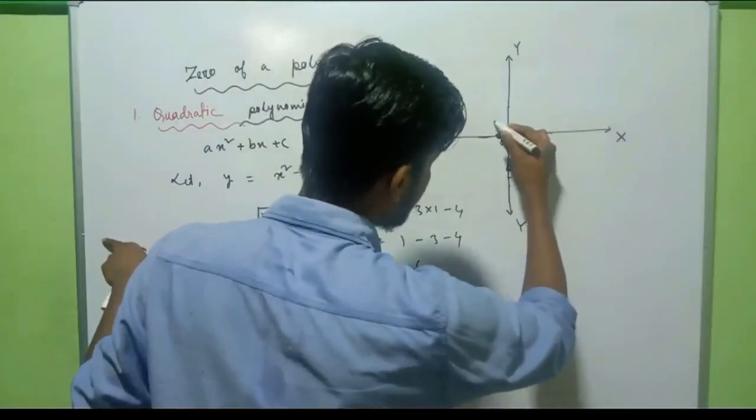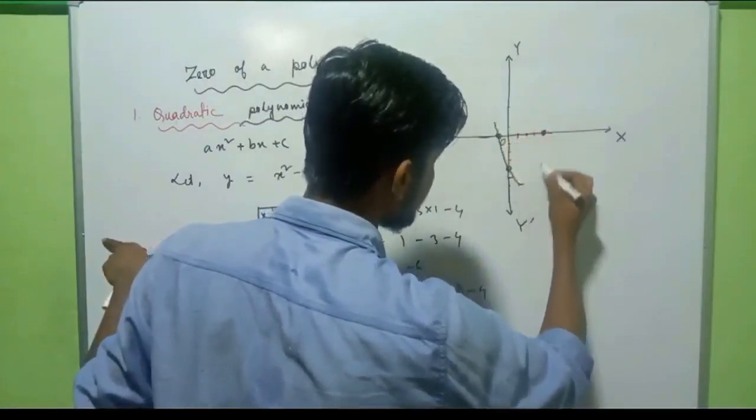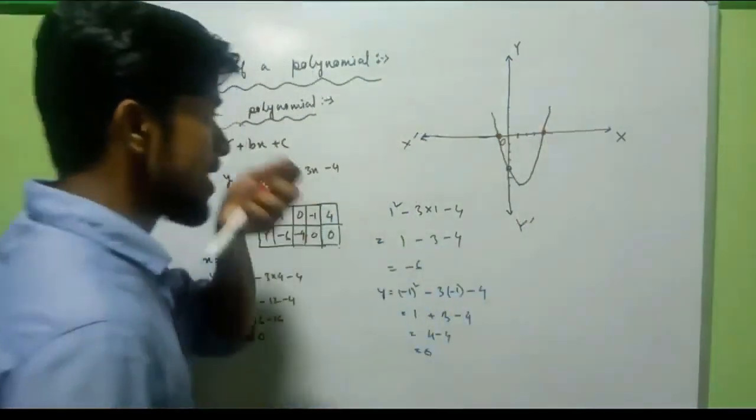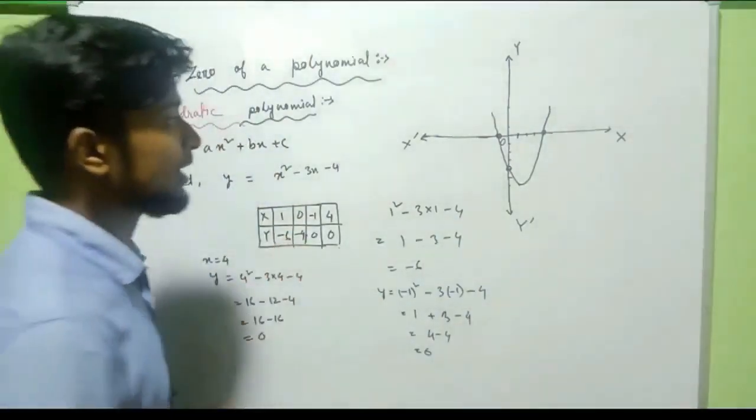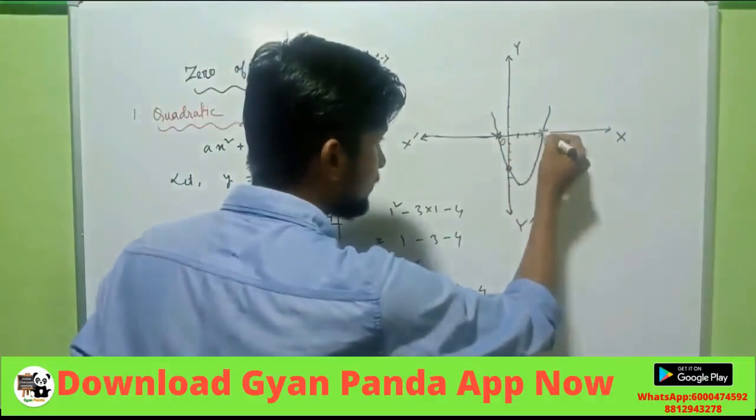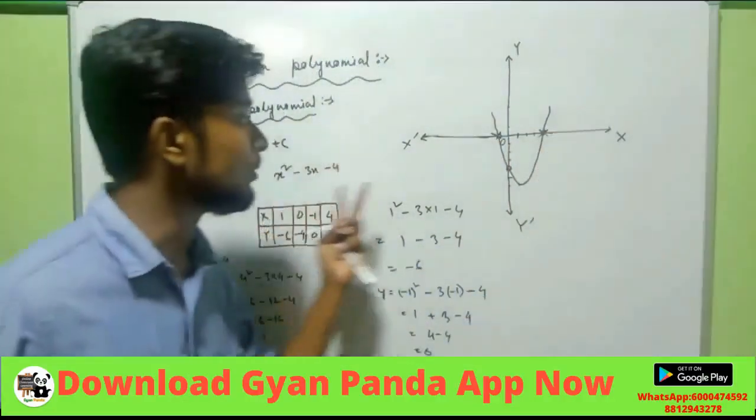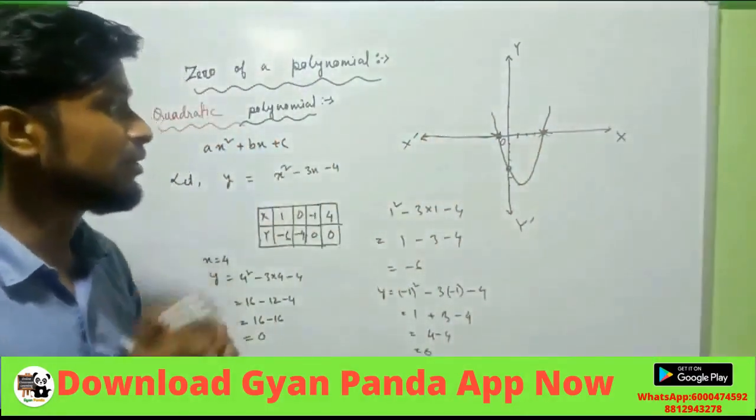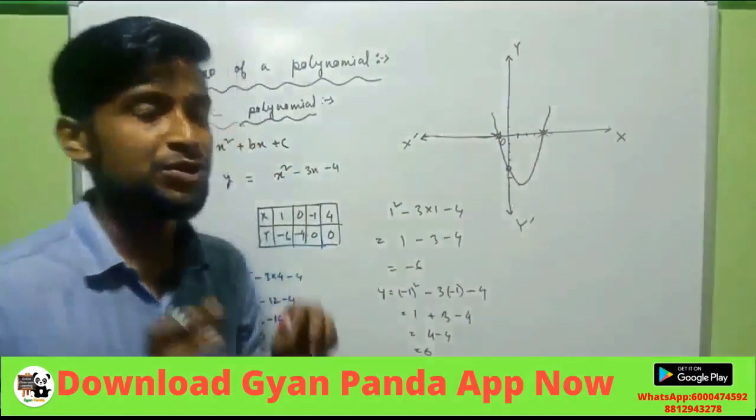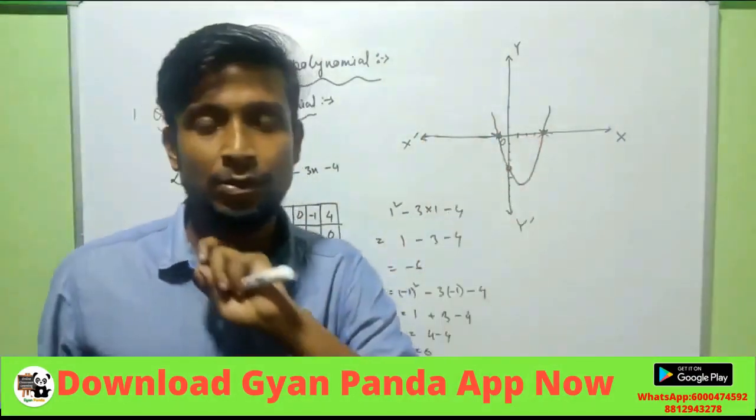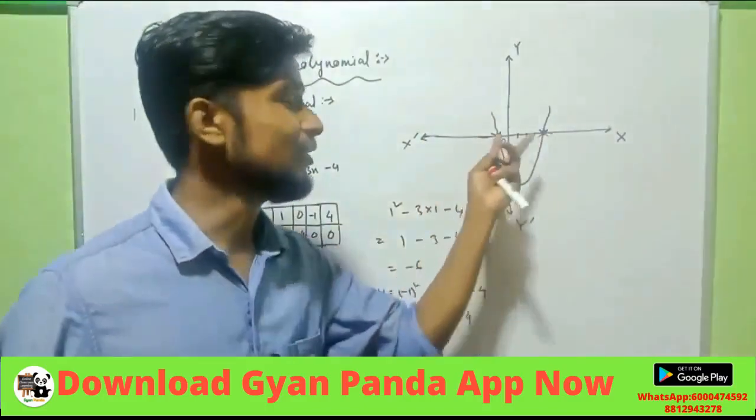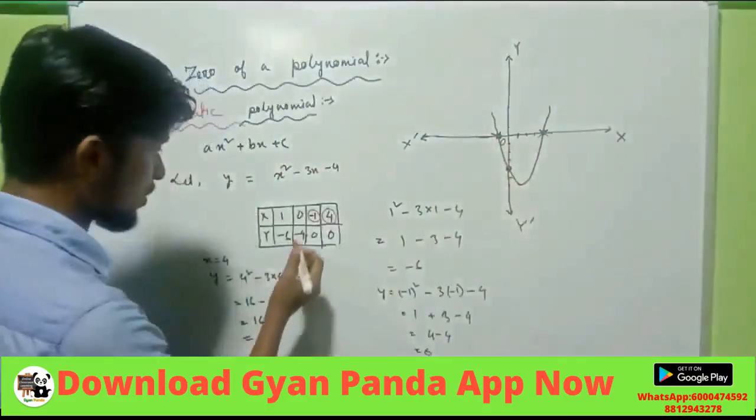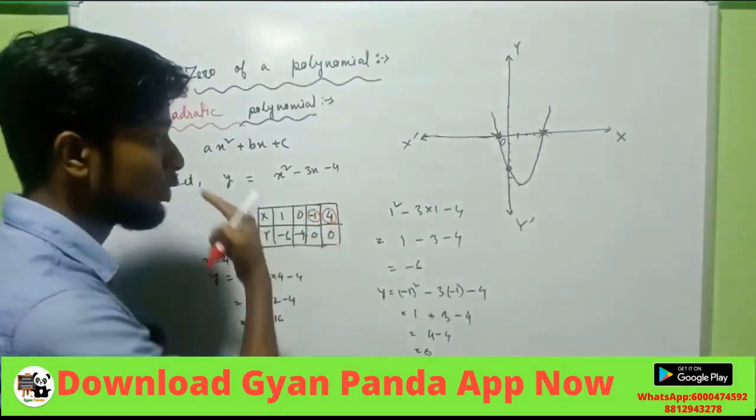So if you connect all the points, the graph will be like this. It is called a graph of a parabola. Alright, so see here, this graph of the polynomial cuts the x-axis at 2 points, right? So that means you will not get any other points on which the x-axis will be cut. We will have only 2 points, not more than 2 points. These points are minus 1, 0 and plus 4, 0.